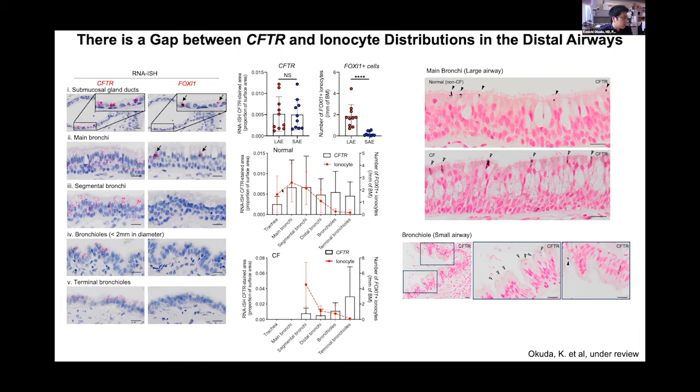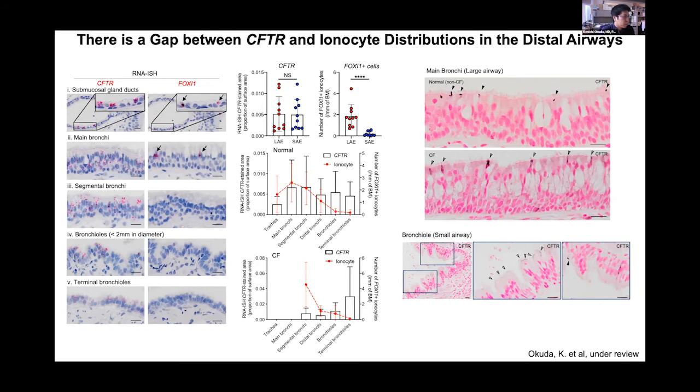This is non-CF airway data. This bar graph shows CFTR expression is constant across all airway regions, but ionocyte number is decreasing toward the distal airways. A similar trend was seen in CF lungs. And we confirmed these findings using immunohistochemistry.